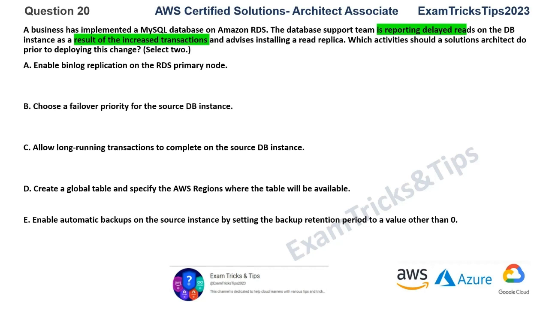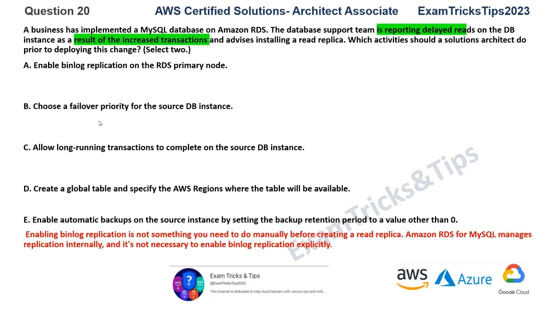First one says enable bin log replication on the RDS primary node. So enabling bin log replication is not something that you need to do manually before creating read replica. Amazon RDS for MySQL manages replication internally. It's not necessary to enable bin log replication explicitly. And I will provide you some links in fact, for all of these options, you need to go through some documentation if you want to understand in detail. But from an exam perspective, this is not an activity that you as an administrator has to do. It is done by RDS internally. So this is a wrong option.